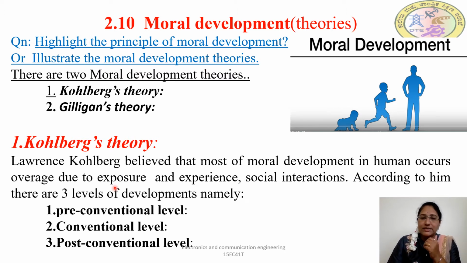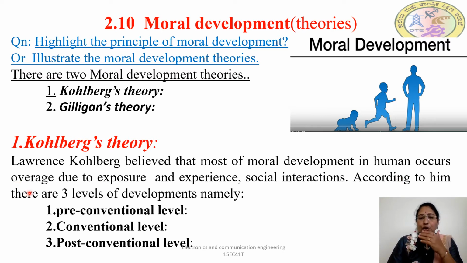In this case you can answer like this. First you should define Kohlberg's theory. He believed that most of moral development in humans occurs over age due to exposure and experience, and social interactions. According to him, there are three levels of development. So, how he gave the theory, you can see here. He demonstrated the theory by human development over age.